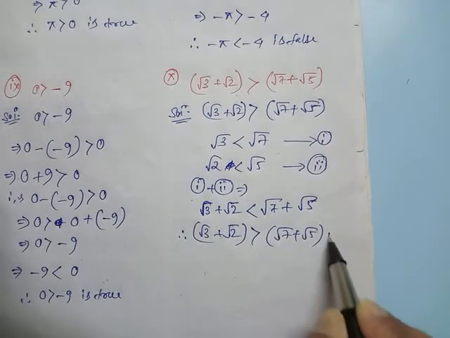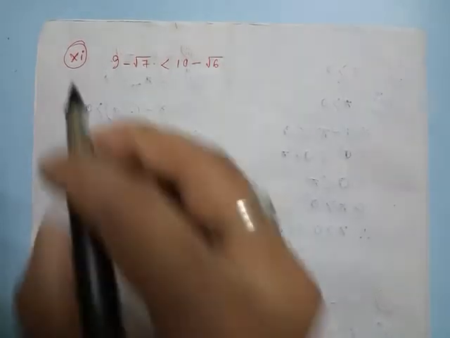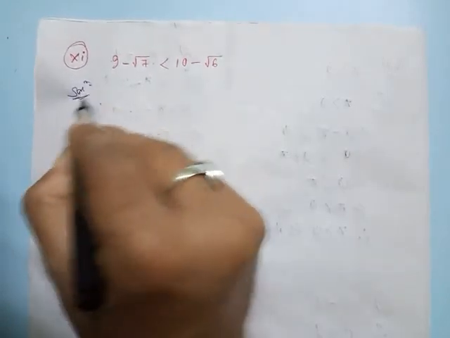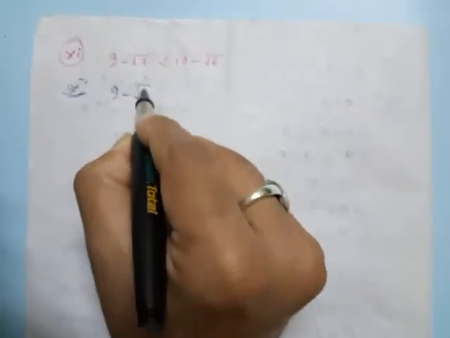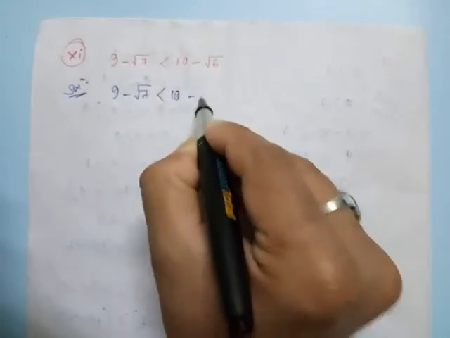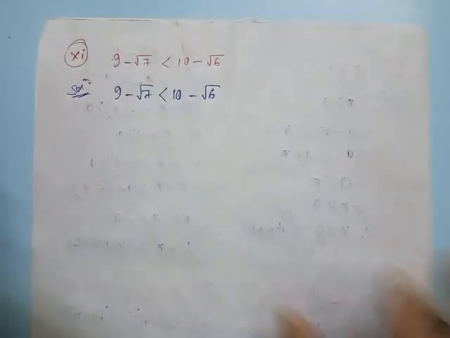Now student, we are at question number Roman 11, 9 minus root 7 less than 10 minus root 6. Now how to solve this one? Look, first of all student, I will write here solution, and after that I will write this question again: 9 minus root 7 less than 10 minus root 6. Now how to solve this one?